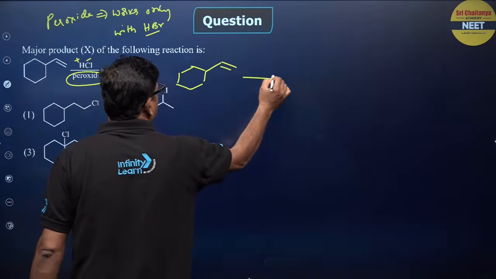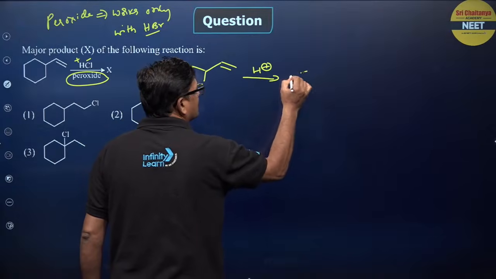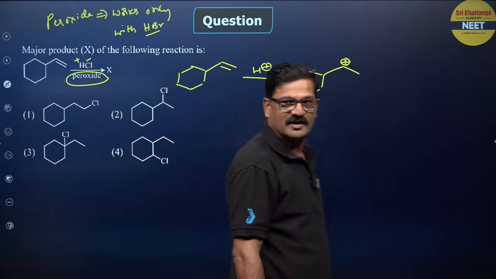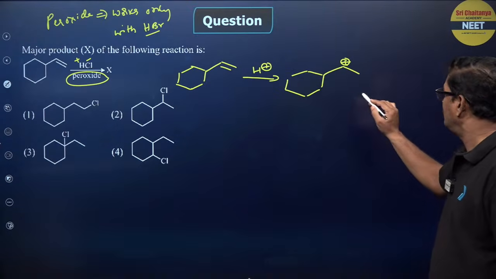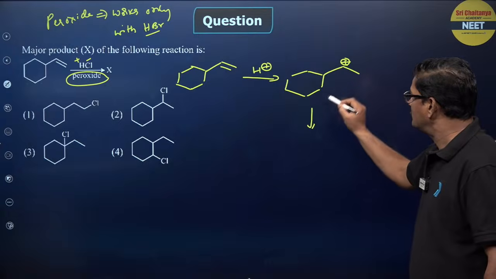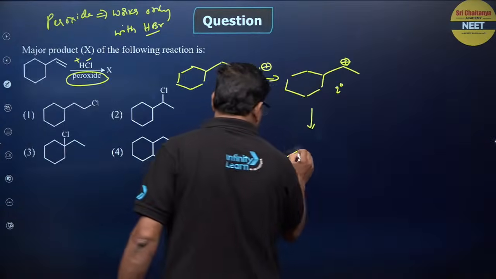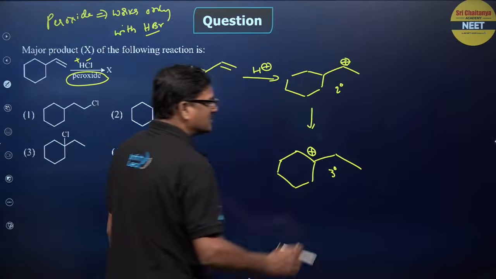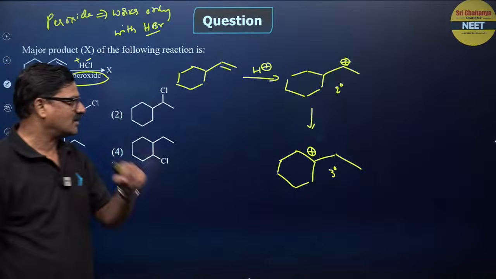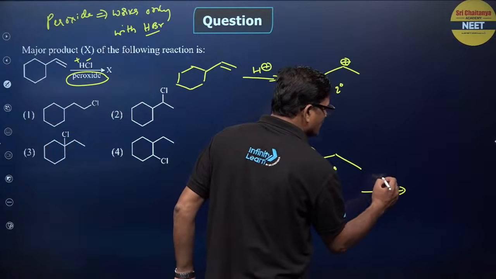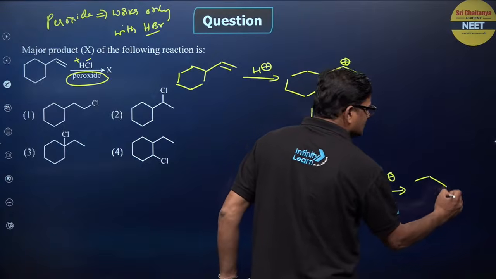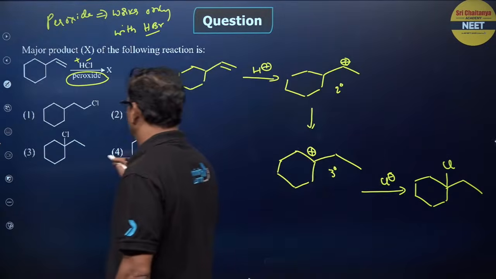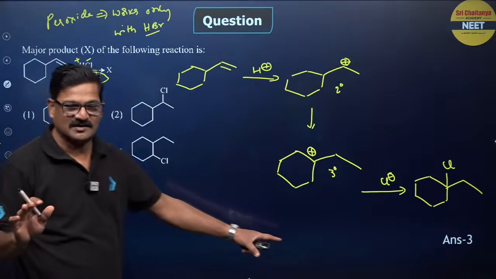It is going to be with H plus, electrophilic addition takes place. So it is going to be a secondary carbocation. Secondary carbocation can rearrange. It is going to give its rearranged product, the more stable carbocation, tertiary carbocation, and then Cl minus attacks, and it will give you the product like this. Okay, my answer for this question is option 3 is the correct one.